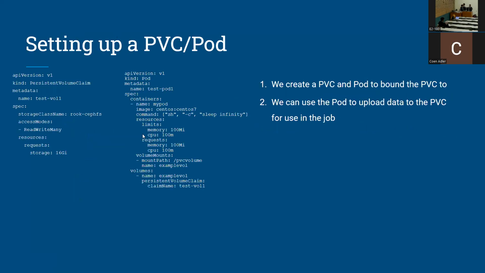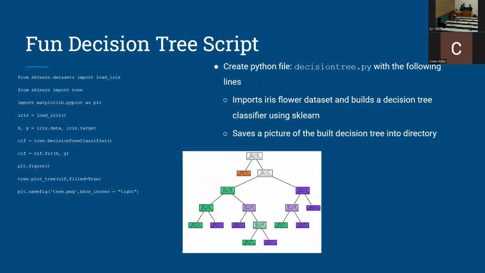So let's go actually create our PVC and pod situation, because we do want to be able to upload our files to our PVC. We'll go into this in a sec. We've already seen these examples, but this will be on the two different files. I don't remember exactly which commands it is, but these are a pod and a PVC. And we also have our decision tree script right here.